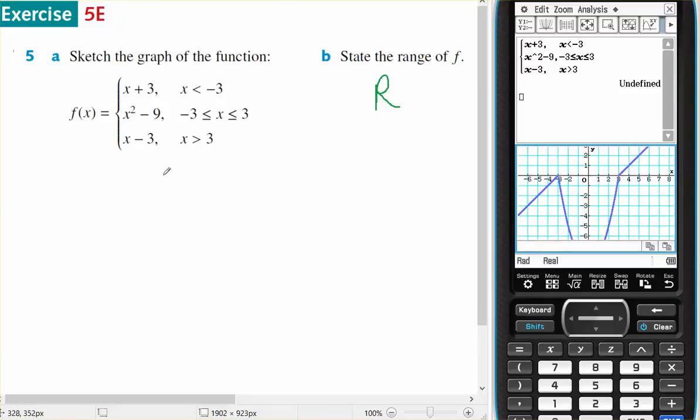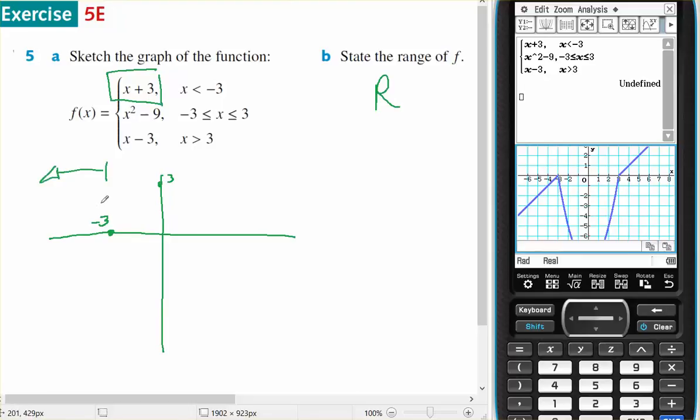Now, if I hadn't graphed it over here, how would I do this by hand? Well, x plus 3 is the equation that would go through there at 3 and have a gradient of 1, so go through there at negative 3, and I'm only drawing it for that side of negative 3, so instead of looking like this, it would look like that.